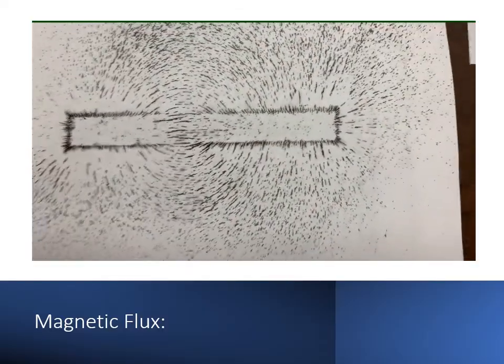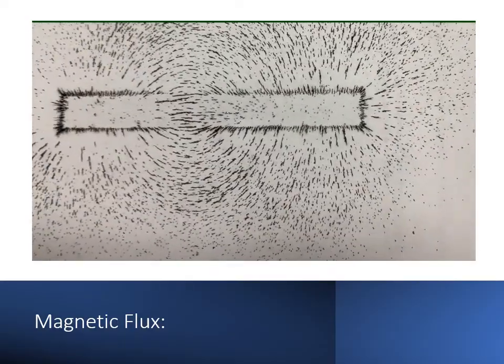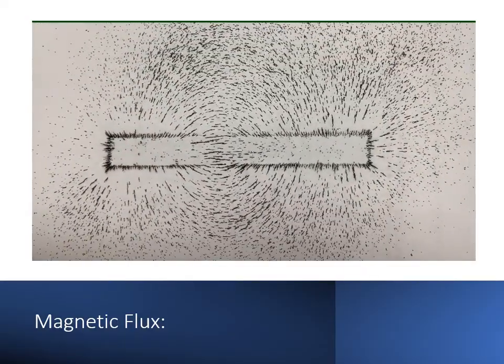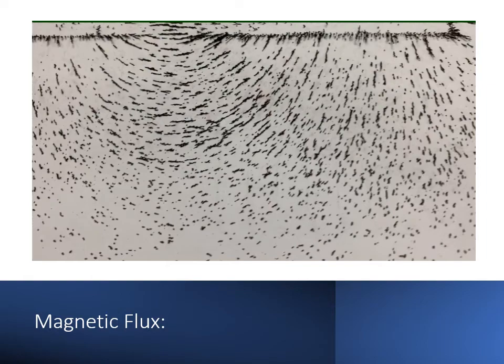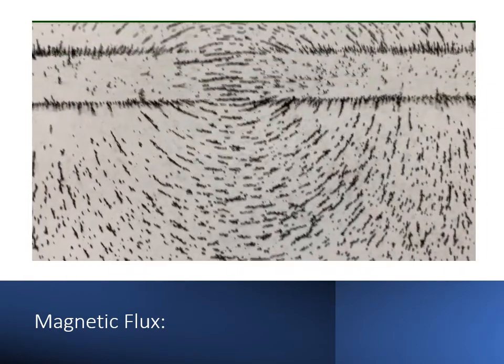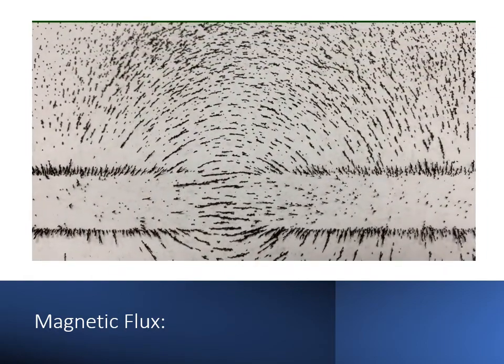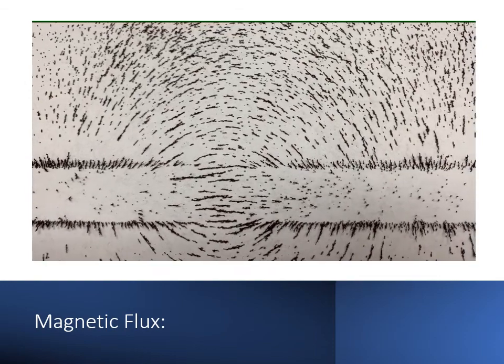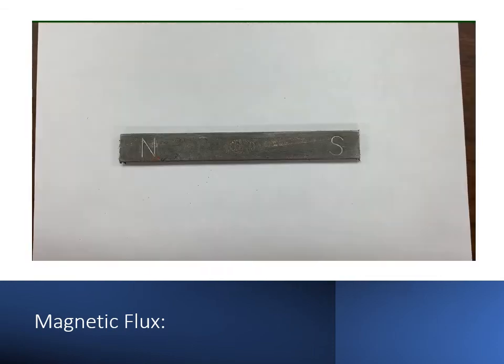They are not moving. Flux lines do not move. They also do not cross. The more flux lines I have per unit area, the higher the flux density. The higher the flux density, the stronger the magnetic field.